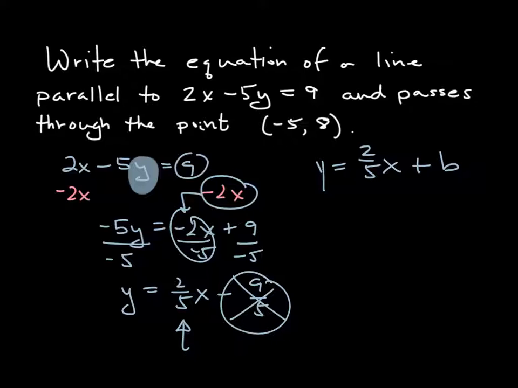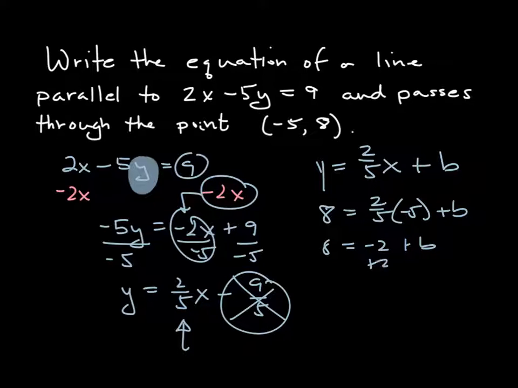So then I can go ahead now and just follow what we did before and plug these points in. So again, now we follow suit here: 8 equals, okay, 2/5 times -5 plus b, and I get 8 equals -2 plus b, property of equality, plus 2, b equals 10. So I have a final answer of y equals 2/5 x plus 10.